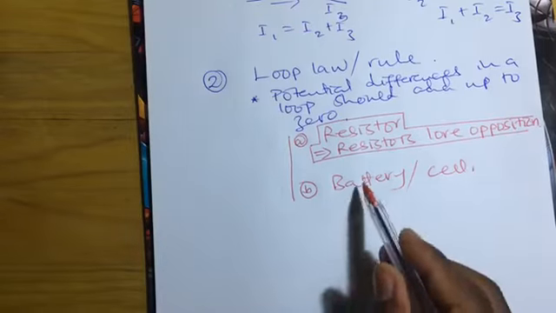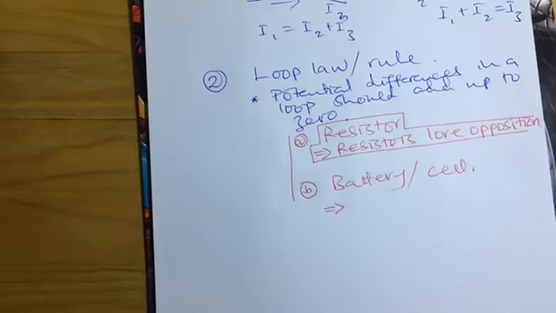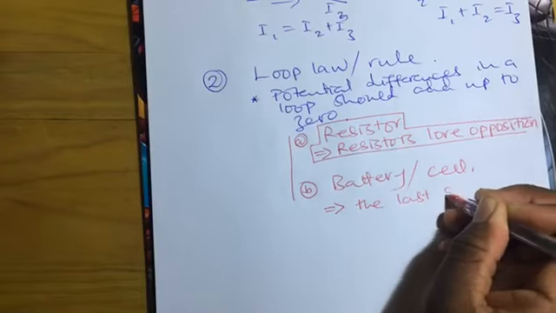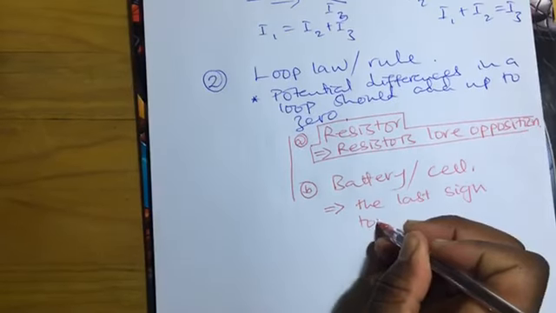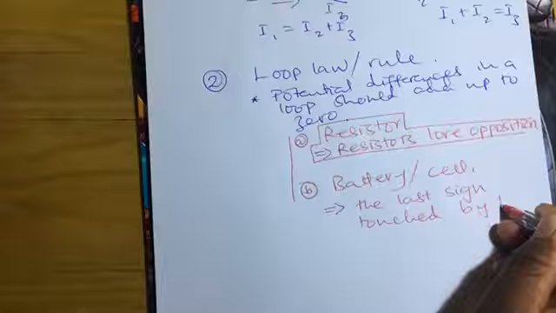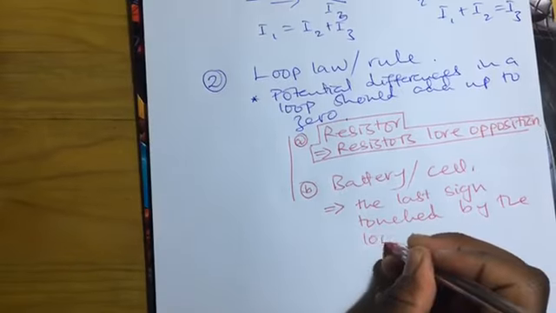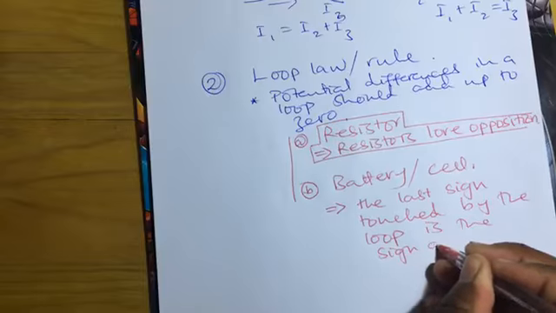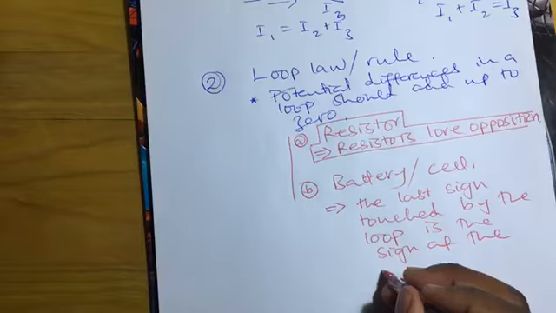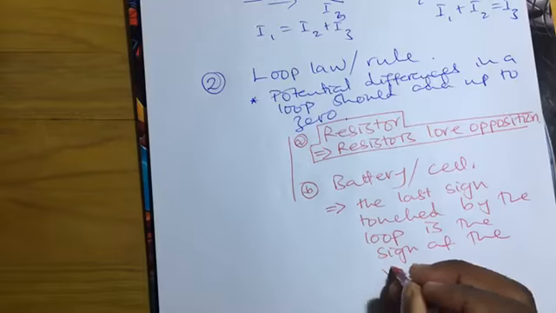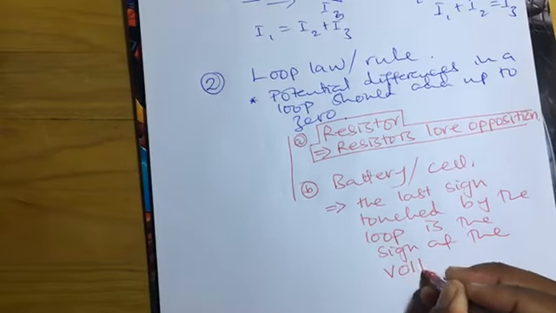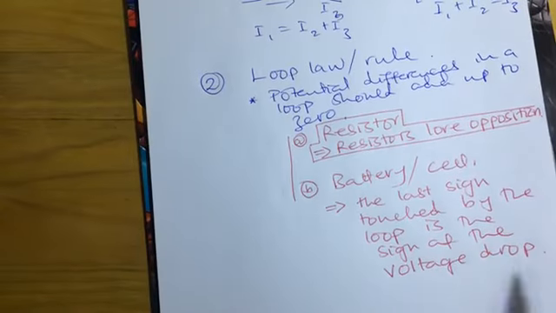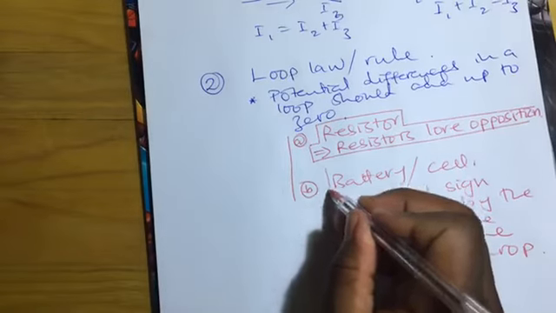Then for the battery, the mnemonic that you are supposed to know is: the last sign touched by the loop is the sign of the voltage drop. The last sign touched by the loop is the sign of the voltage drop.